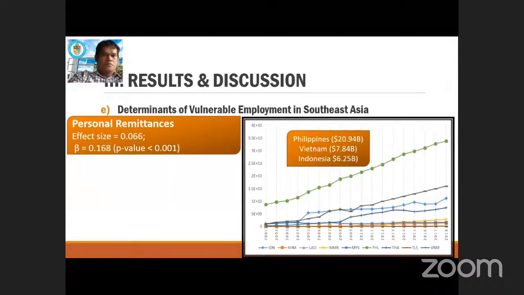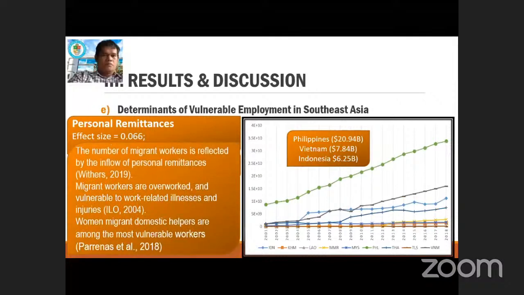Personal remittances is a strong driver of vulnerable employment in Southeast Asia. The Philippines, Vietnam, and Indonesia reported the highest average inflow of personal remittances in the region. In spite of their positive impact on the economic development of migrant households and the significant support they bring to their host economies and the countries of origin, the significant labor market disadvantages that migrant workers face cannot be discounted. ILO identified women migrant domestic workers as among the most vulnerable workers in the world, many of whom are exploited and subjected to conditions amounting to slavery and forced labor.